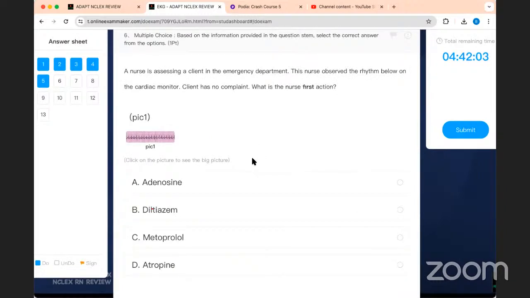Now, a nurse is assessing a client in the emergency department. The nurse observed the rhythm below on the cardiac monitor. Client has no complaint. What is the nurse's first action? So look at the question and come up with the answer first. I will show you the rhythm later. But a nurse is assessing a client in the emergency department. The nurse observed this rhythm below. Patient has no complaint. That means they have no symptoms. What is the nurse's first action?